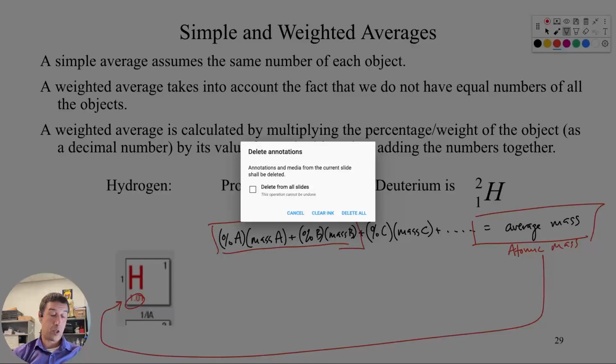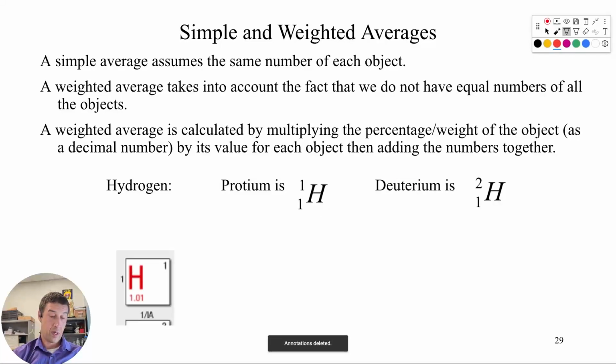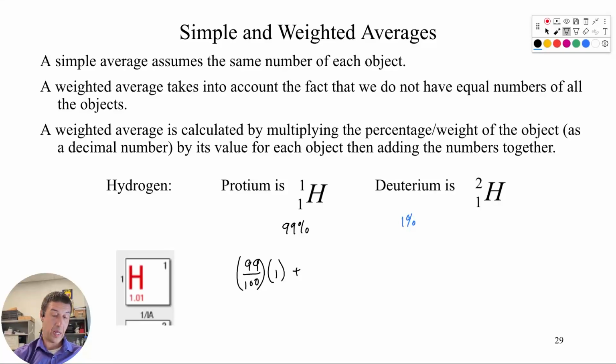Okay, I don't have this 100% nailed down. Oh, and it deletes permanently, so I don't have an undo. But if we go through and look, protium is about 99% of all of our hydrogen. Deuterium, on the other hand, makes up about 1%. So what does this mean for us? If I take 99%, so per 100, and I multiply now by its mass, that 1, and then I say, well, I have 1%, so 1 per 100 times the deuterium mass, which was 2, I would then get the atomic mass.